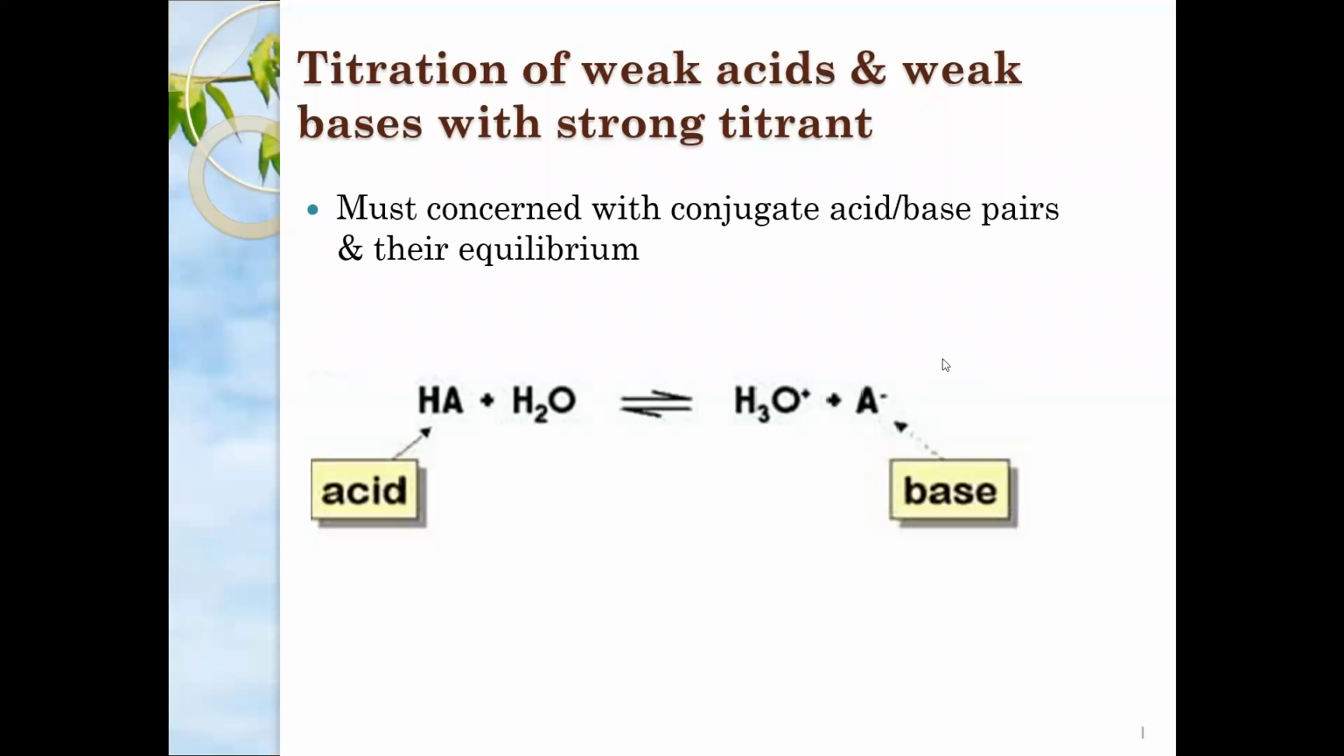Okay, let us continue with titration involving weak acid or weak base as sample or analyte with strong titrant. Strong titrant is either strong acid or strong base. Now the approach will be different from strong acid and strong base titration because the dissociation of weak acid or weak base is partial in water. So that's why you see the arrow pointing in both directions here.